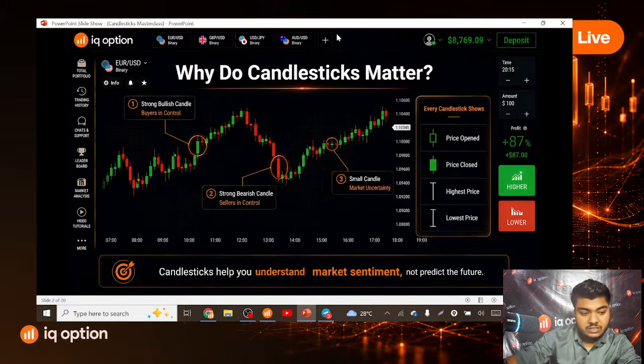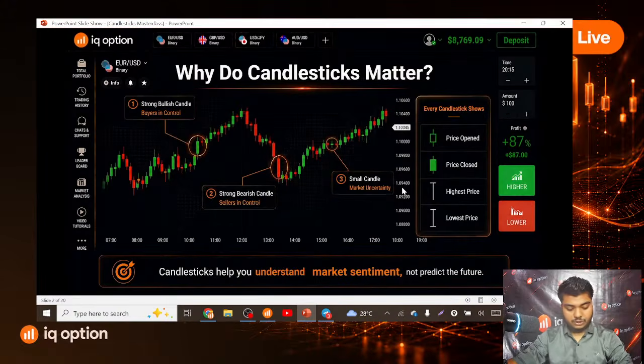As you can see on this screen, a strong bullish candle, buyers are in control, a strong bullish candle, and again a strong bearish candle, which shows the sellers in control. And also here, if you can watch, a small candle shows market uncertainty. That means the market doesn't know where to go. Okay, so every candlestick shows the opening price, closing price, highest price and lowest price. Let's show this in our next slide.